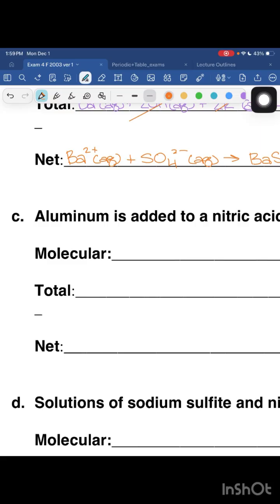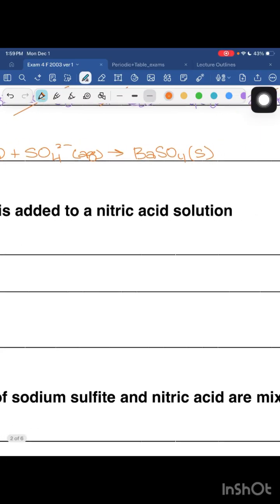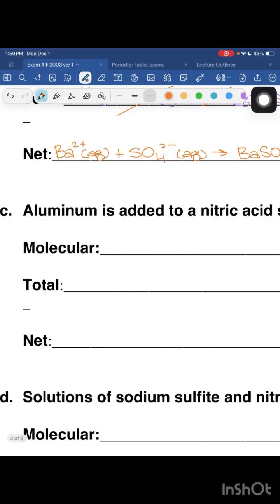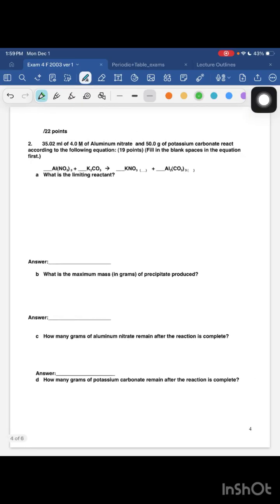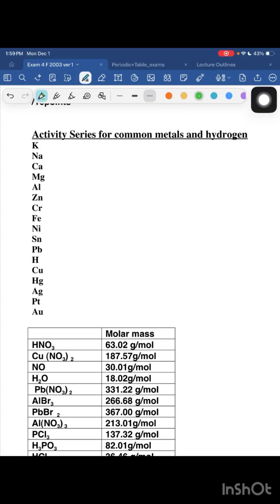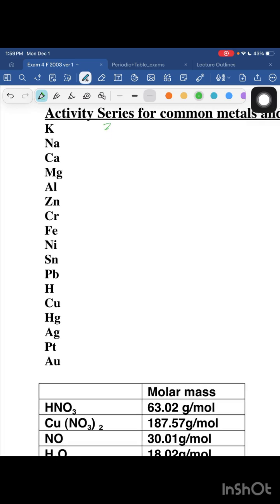Now we have aluminum is added to a nitric acid solution. Aluminum, it's just aluminum, so that's Al solid, plus we have nitric acid, HNO3 aqueous. From the activity series, I remember 3, 5, 4. So these 3 can swap with liquid water or react with liquid water. These 5 can react with gas water.